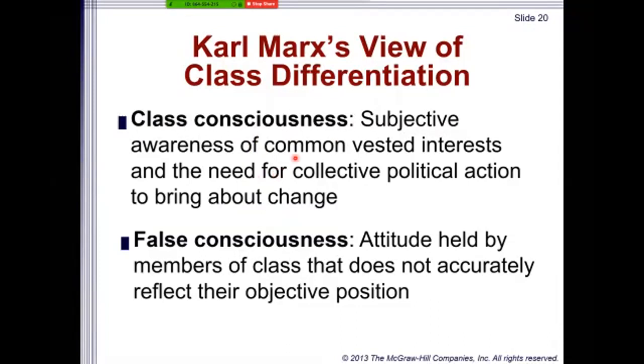What is collective bargaining? Collective bargaining means negotiation between the working class and the owner of the means of production. So it's important that we have class consciousness, according to Karl Marx. What we shouldn't have is something called false consciousness, which is an erroneous mindset about our own position.